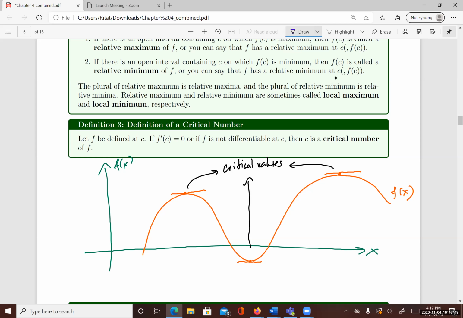So this point is the local max. This is local min. And this is local max, right? And by looking at the graph, we know they are maximum or minimum, because the reason why they have the name local maximum value or local minimum value is they are the maximum or the minimum value of the function on an interval that is around them.